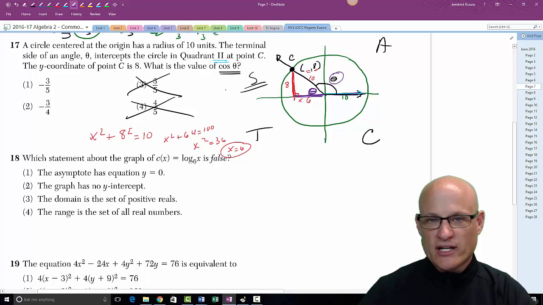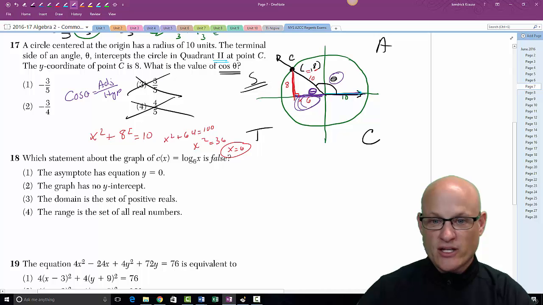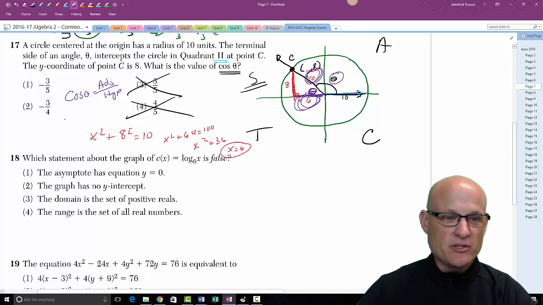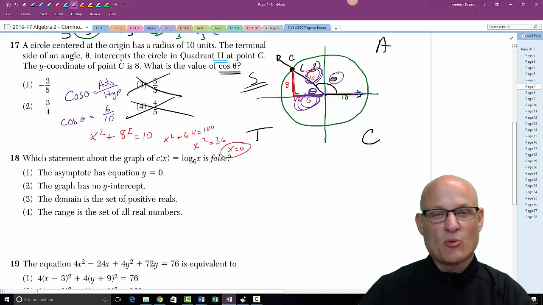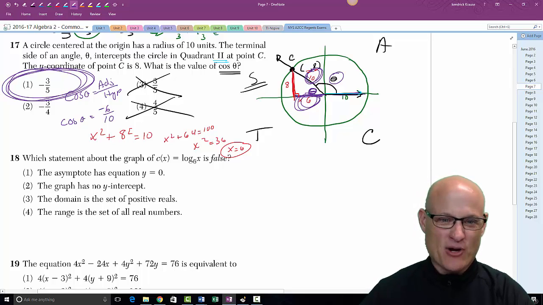So cosine is negative. Cosine of theta is equal to adjacent over hypotenuse, so the adjacent being 6 over the hypotenuse being 10. So I want the cosine of theta to be 6 over 10, but we're in the second quadrant, so it's negative. And 6 over 10 reduces to 3/5. Not an easy problem.